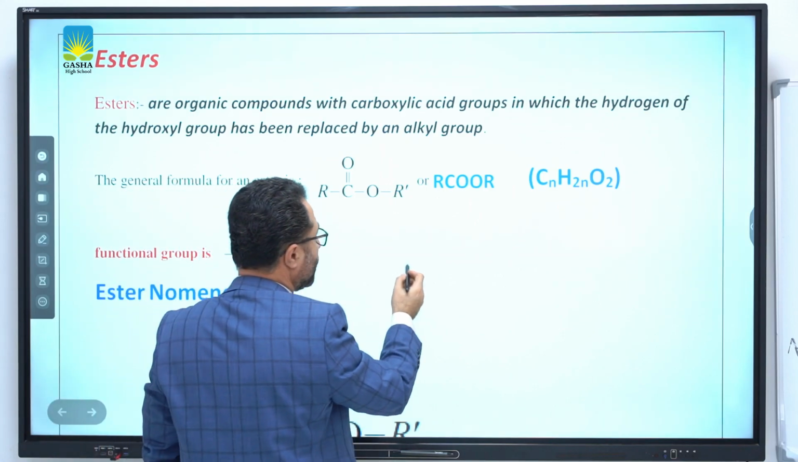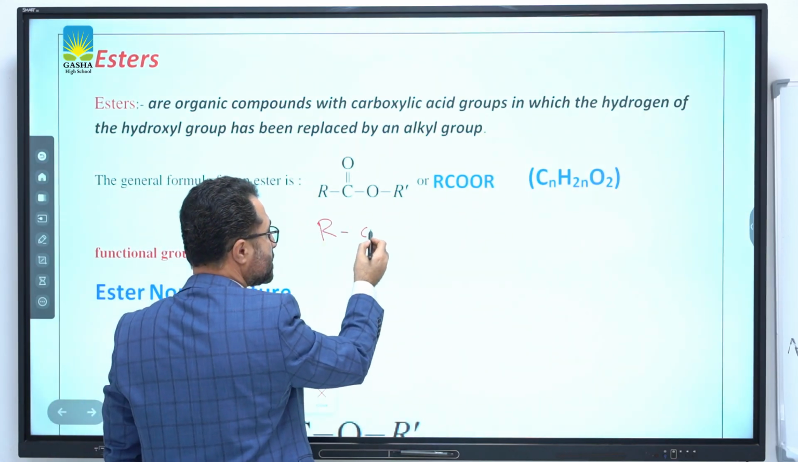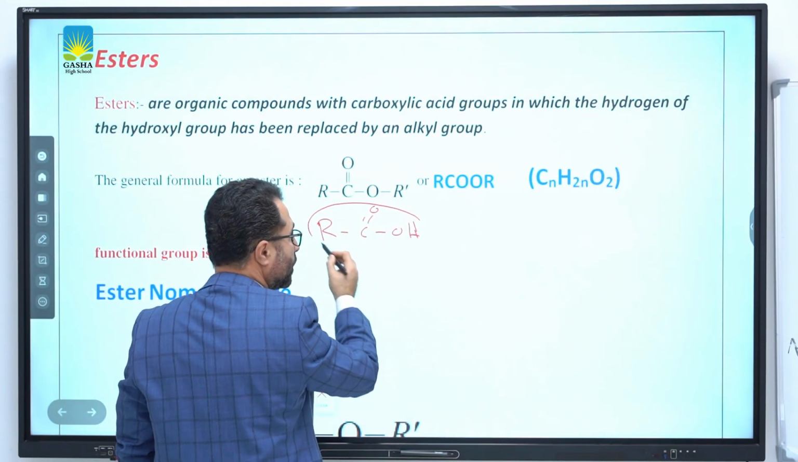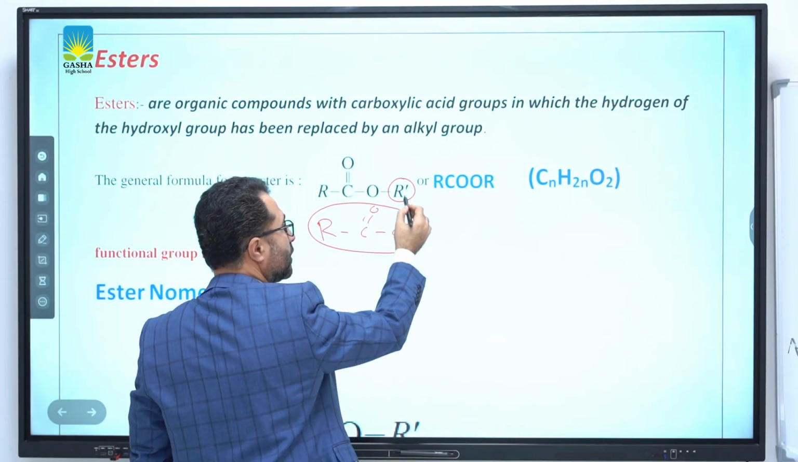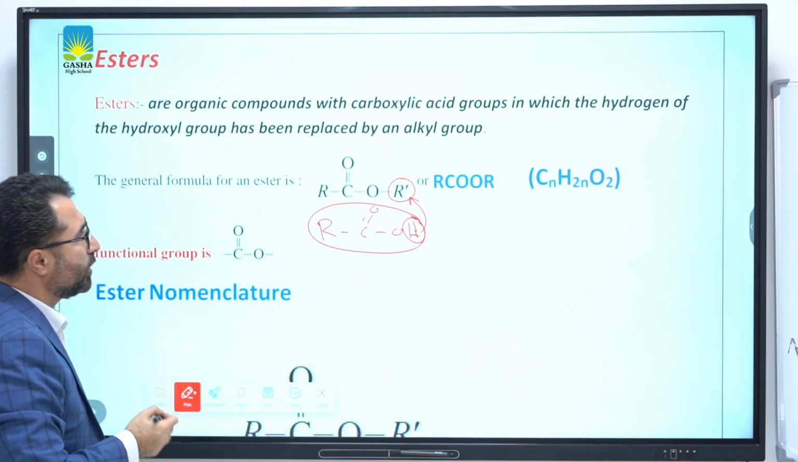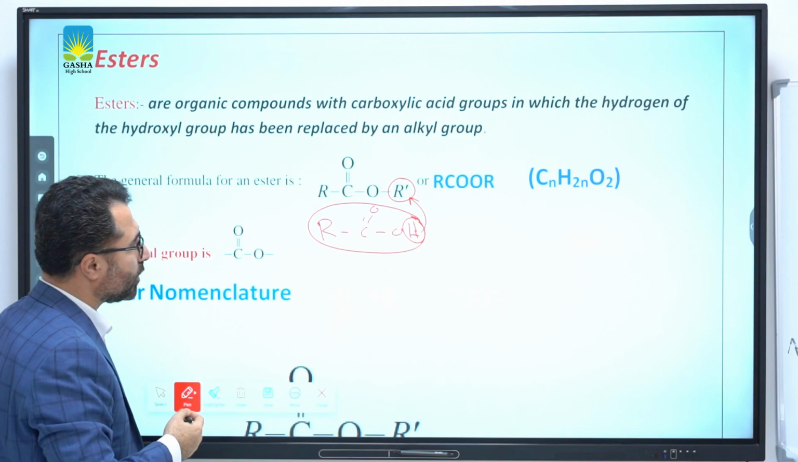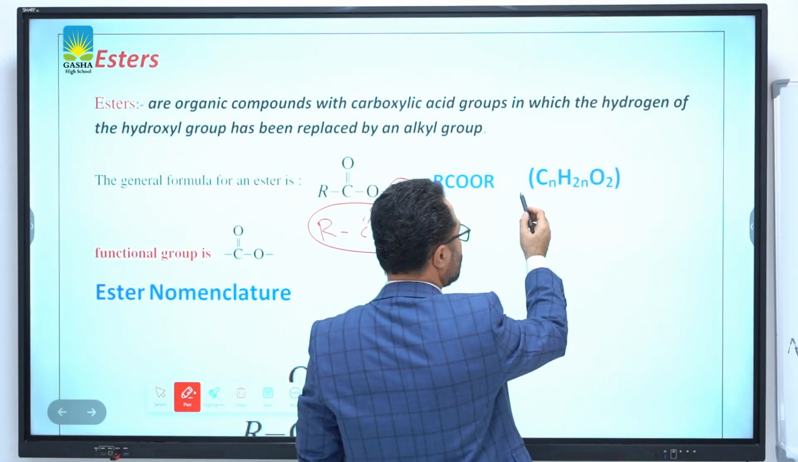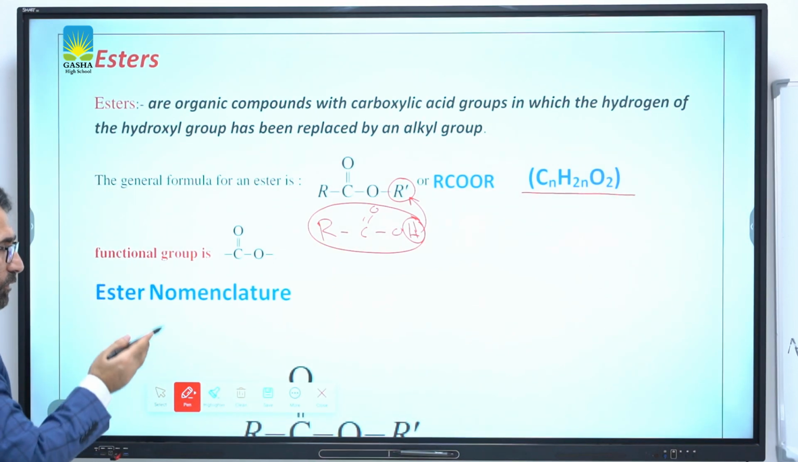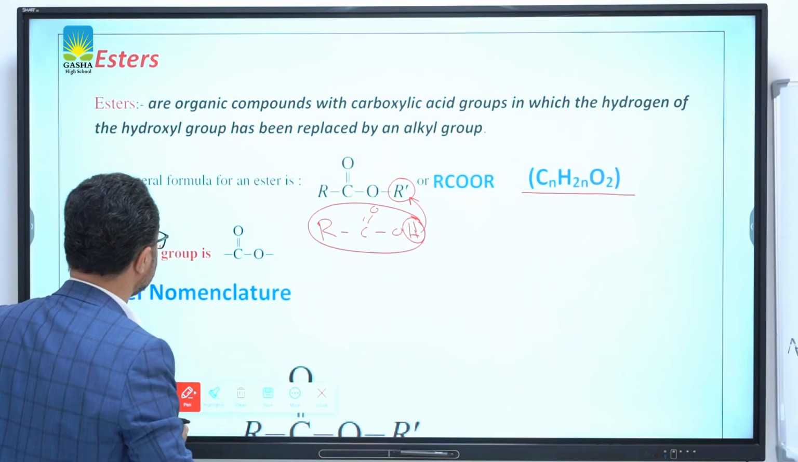In the carboxylic group we have RCOOH. But here the H is replaced by R in the carboxylic acid to make an ester. So it will be RCOOR. The general molecular formula is CnH2nO2, the same as carboxylic acid.